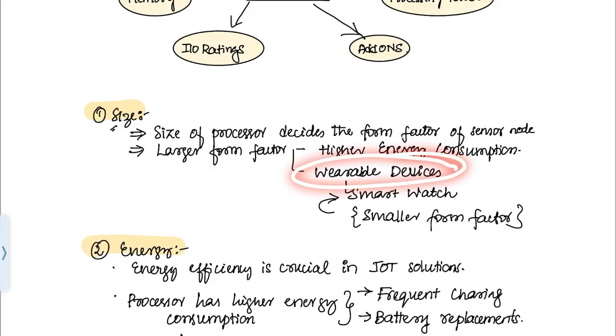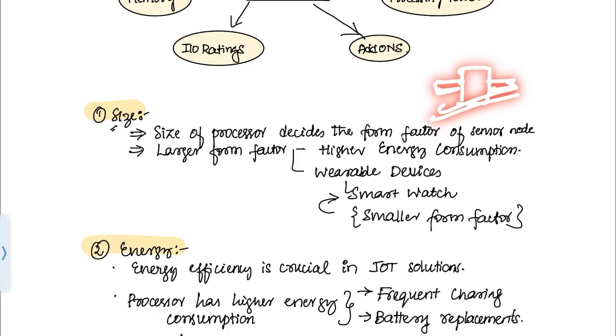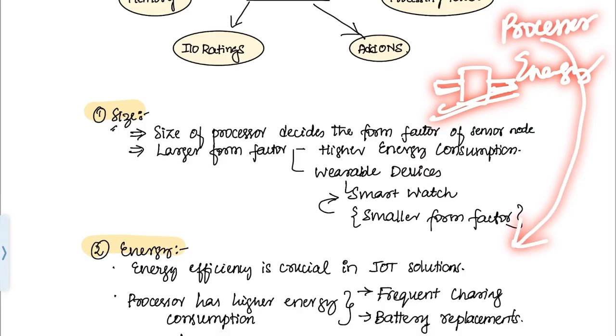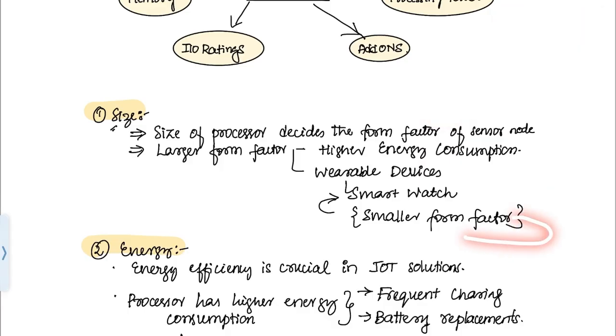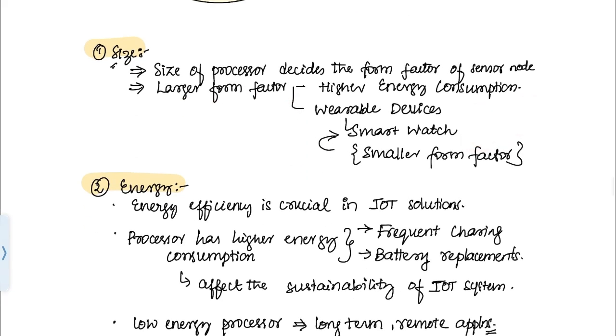Suppose I'm taking a wearable device, a smartwatch. For a smartwatch which I'm wearing on my hand, tell me, should the energy consumption be less or more? When we are speaking of wearable devices, energy consumption should be less. So any processor which has less energy consumption should be taken into consideration. Less energy consumption means small form factor. This was about size. Next we have energy again.